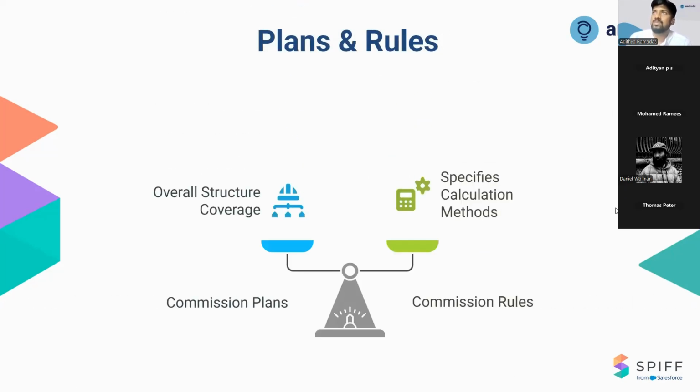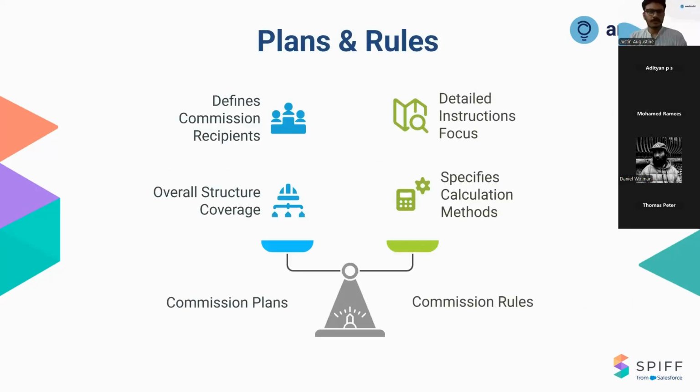So plans and rules are the backbone of Spiff. A commission plan refers to the overall structure that outlines how sales representatives' compensation is calculated and awarded based on their sales performance. Let's think of the commission plan as a comprehensive blueprint that guides the entire compensation process for a group of individuals. So a commission plan defines who is part of the commission calculation.